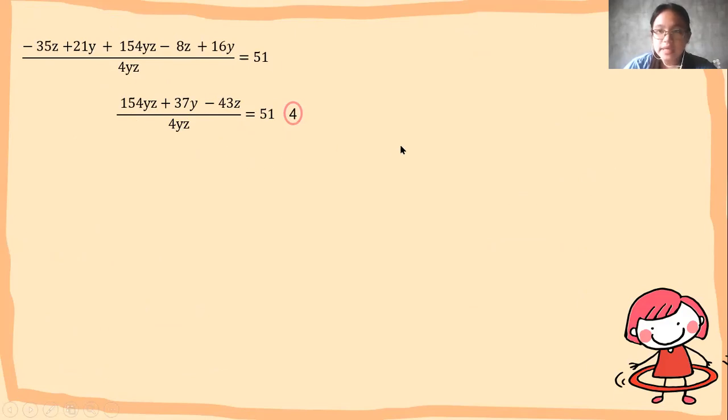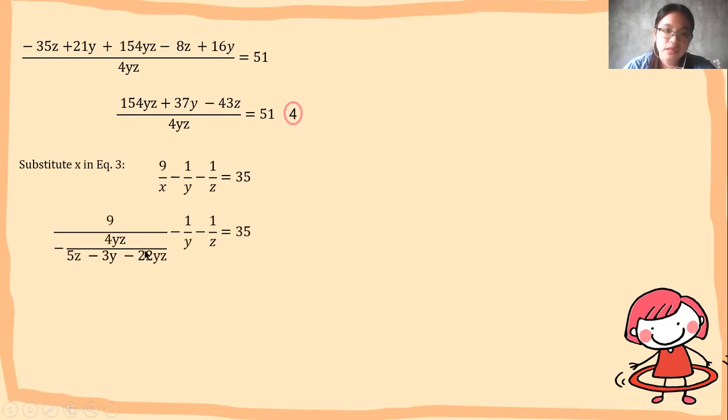So next step is, let's substitute the x into the equation number 3 to get the equation number 5. So this is the equation number 3. We have 9 over negative 4yz over 5z minus 3y minus 22yz, minus 1 over y minus 1 over z is equal to 35. So just like what we did earlier, let's multiply the 9 into this denominator, which will be multiplied to the numerator.